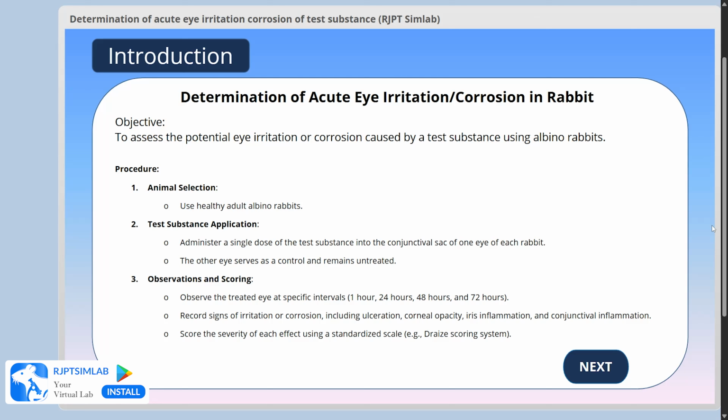At first, let us see the procedural part. The first step in the procedure is animal selection. We have to use healthy albino rabbits. Then the second step is the test substance application.